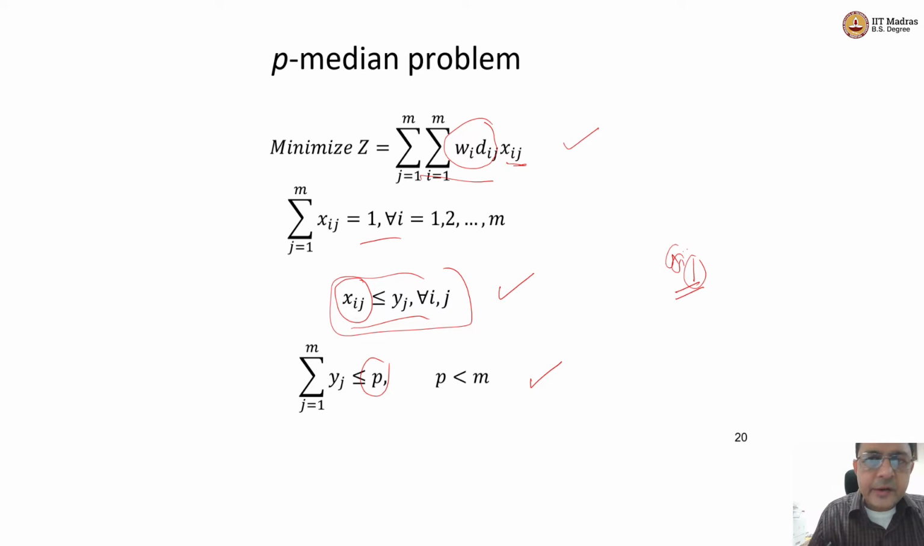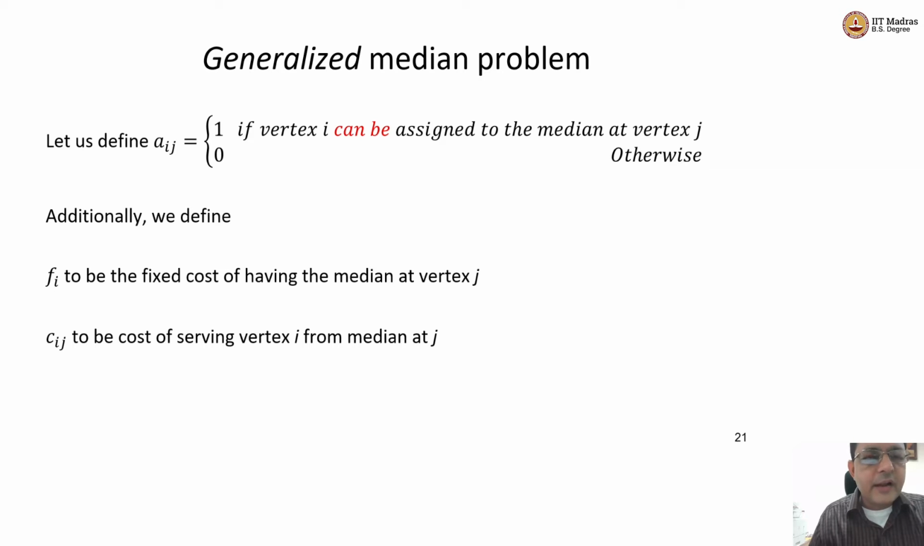Okay, so let us get into the formulation of a generalized median problem. As I said, let us bring back aij. Aij is 1 if node or vertex i can be assigned to the median at vertex j, and this can be defined anyway.